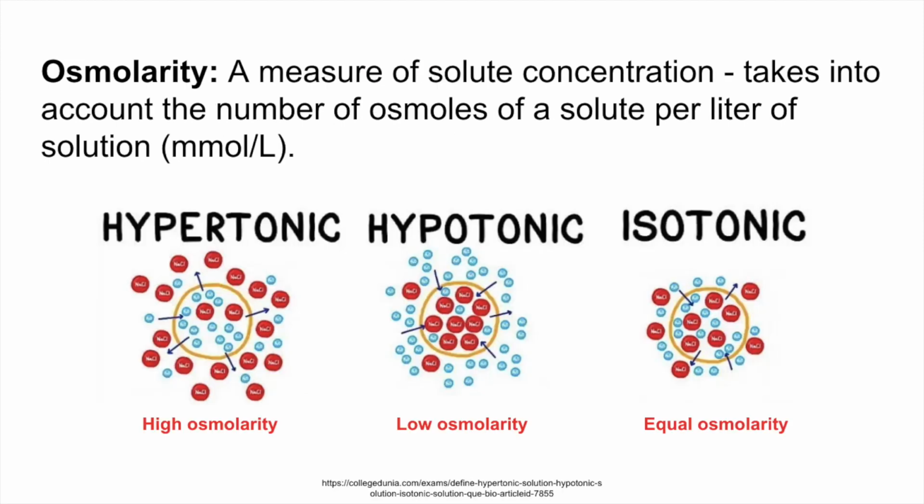Osmolarity is a measure of solute concentration. It takes into account the number of osmoles of a solute per liter of solution. Solutions can be categorized three ways according to osmolarity. Keep in mind that the following terms are relative, so they're only used for comparison.